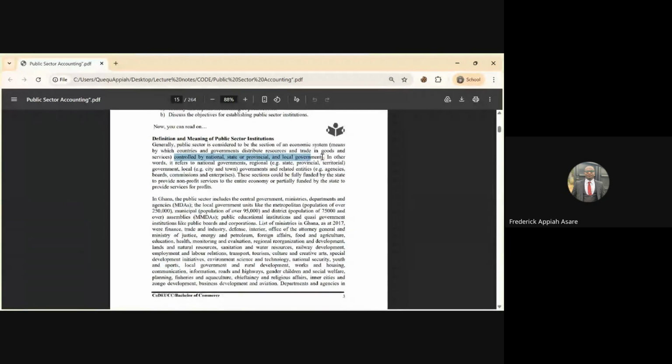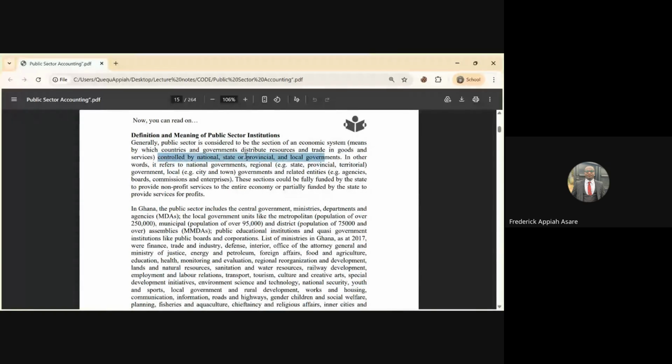In Ghana, we don't have provincials. So Ghana is being controlled by national, state, and local government. So that is what public sector is about. Anything that is being controlled by the state is public sector. Can you give me some examples of those institutions that are being controlled by the state?